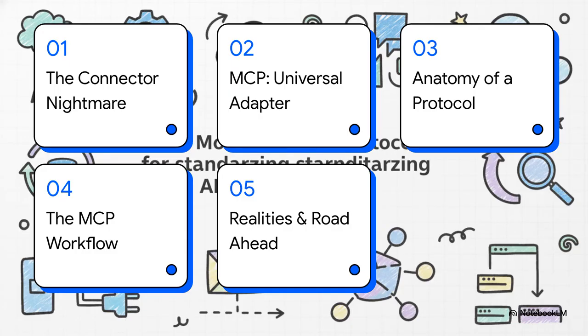So here's our game plan. We'll start with what we're calling the connector nightmare. It's the big problem that MCP is built to solve. Then we'll look at MCP as the solution, this sort of universal adapter. After that, we'll get our hands dirty and break down the protocol's anatomy and how it works step by step. And finally, we'll talk about the real-world limitations and what this all means for the road ahead.